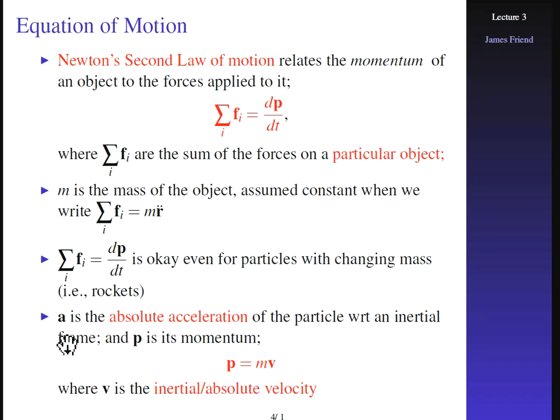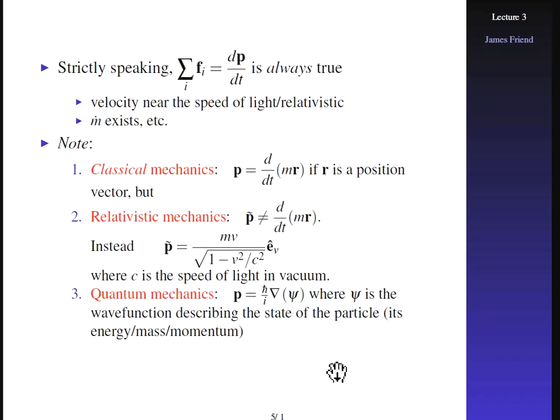All right, so if we say a is the absolute acceleration of the particle with respect to an inertial frame. And remember last time I made a lot of noise about how we have to find the absolute acceleration, the acceleration with respect to an inertial frame. Then this is where it's important. This acceleration that you're finding, r double dot, notice it's lowercase r double dot, because it's with respect to a fixed frame. p is its momentum, and p, the momentum, is equal to the mass times the velocity of the particle, where velocity is, again, the inertial or absolute velocity. So you have to define everything in terms of an absolute, fixed coordinate system.